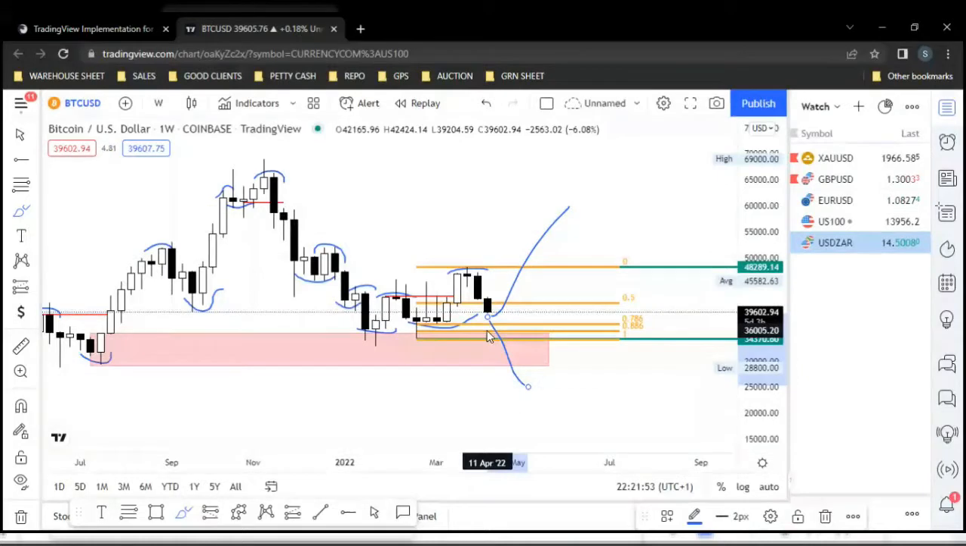Do you measure BOS using the wick based on the time frame you are using? I measure BOS based on the body of the candle of the wick on that time frame.